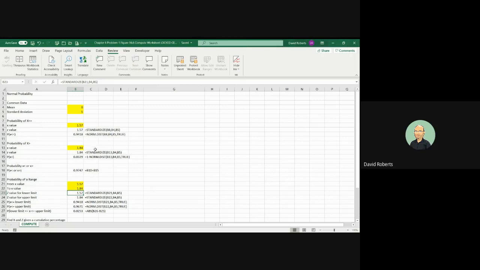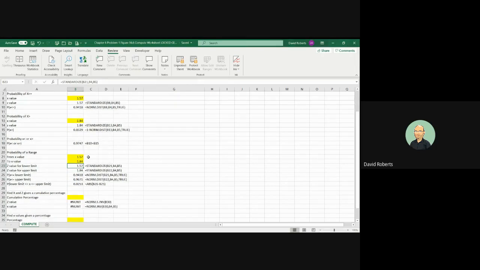Now, in part B, for a z-score greater than 1.84, you go down and enter that value of 1.84 in B13, and you get an area to the right of 1.84, which is 3.29%, in cell B15. The next question is the area between those two. So you go down to probability of a range. You go from 1.57 to 1.84, and it does the calculations for you. And in cell B27, you have the correct answer of 2.53%.